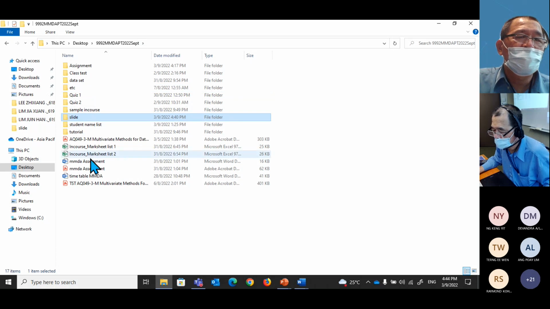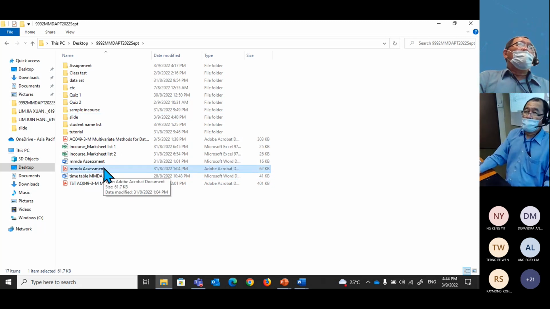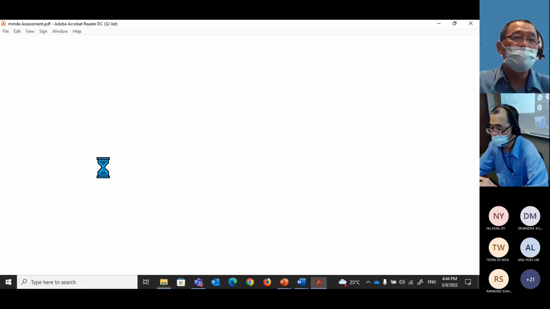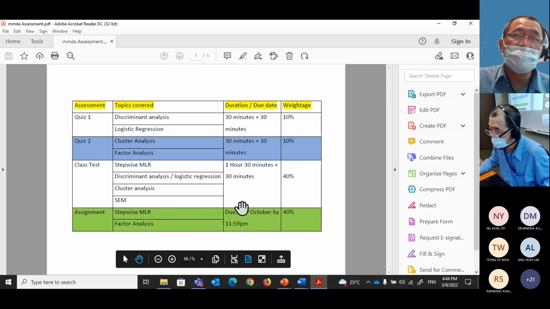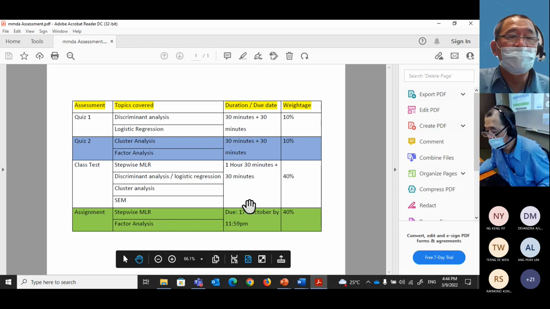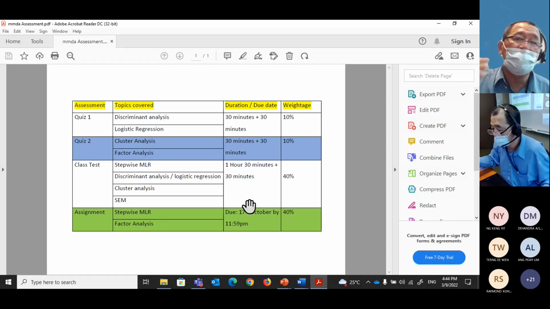Oh yeah, I think correct, 17. Yeah, 17 is correct. So 17 means one week before the due date. You can still send me your data and I will check for you.